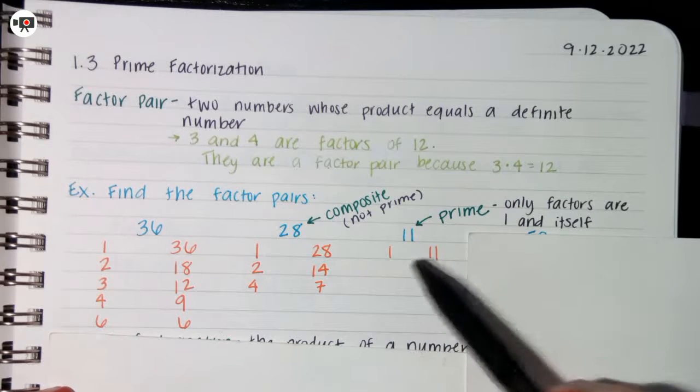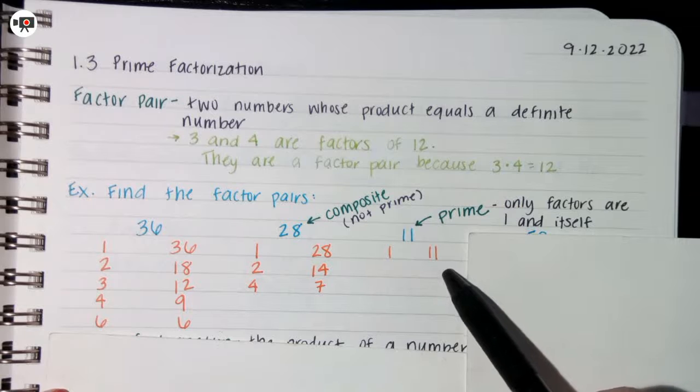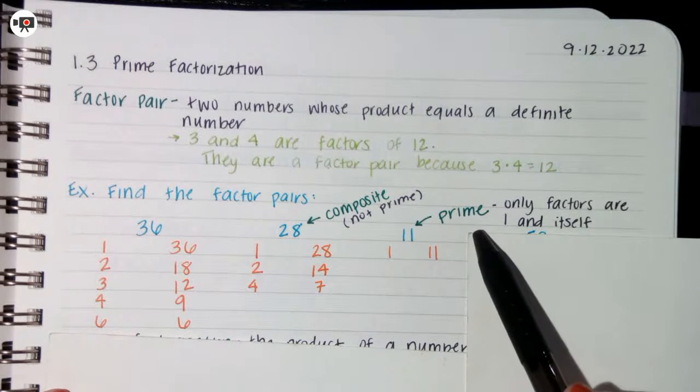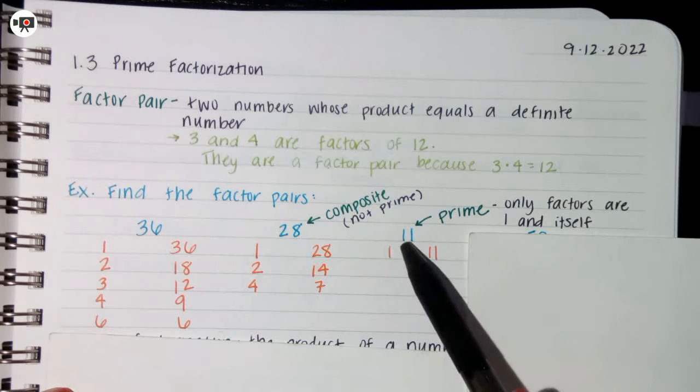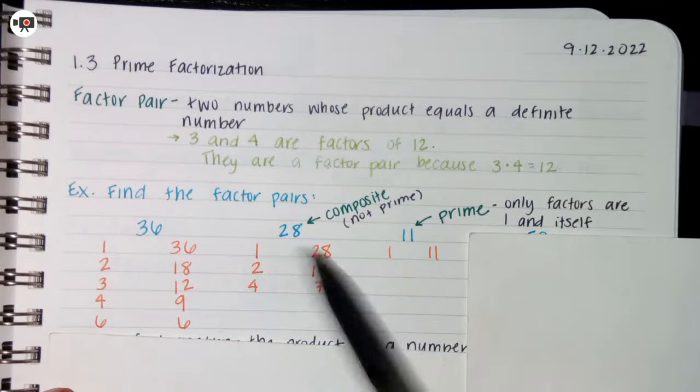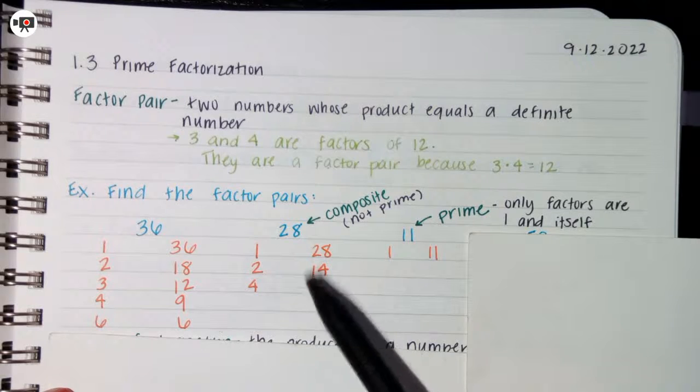For 11, we have 1 and 11. Now, 11 is something that we call prime, where its only factors are 1 and itself. I cannot find any other whole numbers that go into 11 to make 11 as the product. If they are not prime, we would call it composite, where it has multiple factors, more than just 1 and itself.